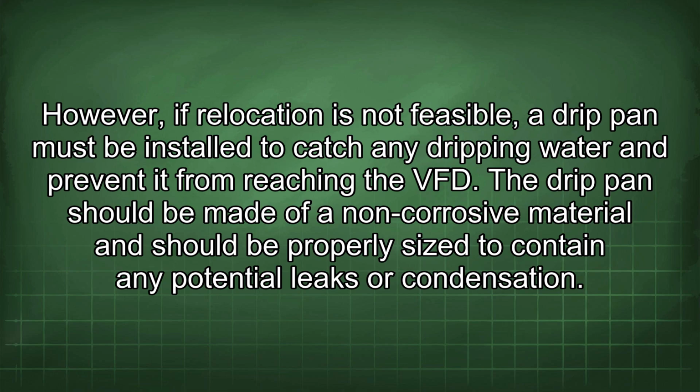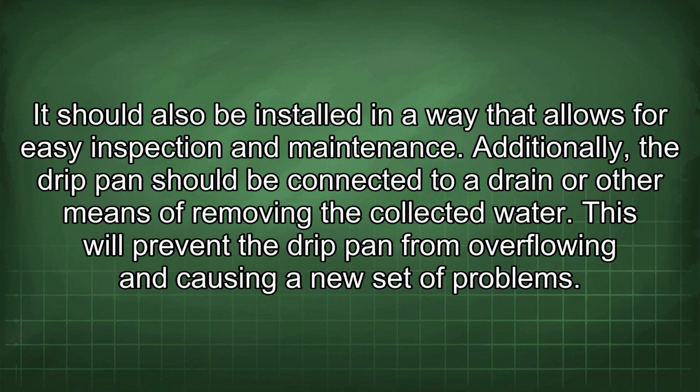The drip pan should be made of a non-corrosive material and should be properly sized to contain any potential leaks or condensation. It should also be installed in a way that allows for easy inspection and maintenance. Additionally, the drip pan should be connected to a drain or other means of removing the collected water. This will prevent the drip pan from overflowing and causing a new set of problems.